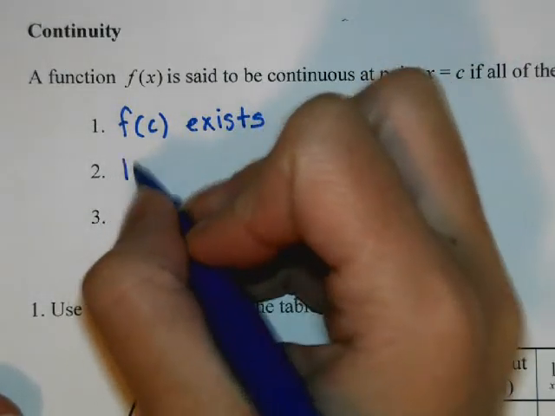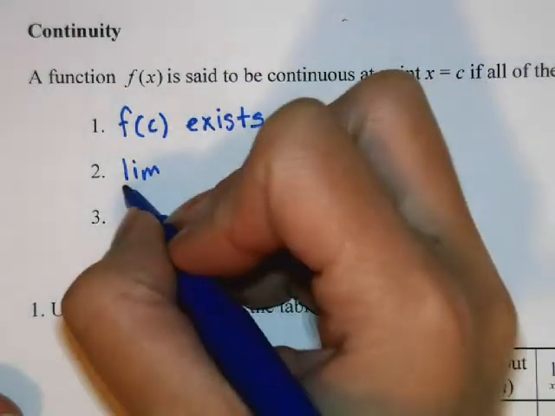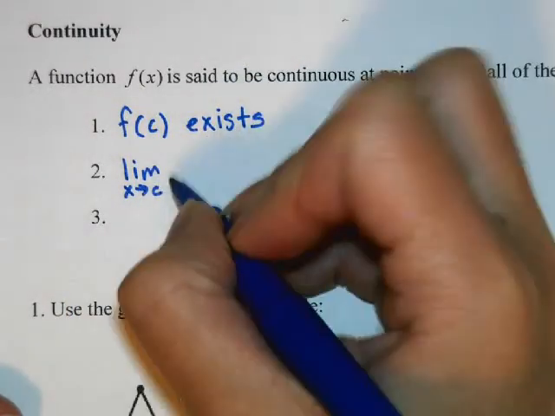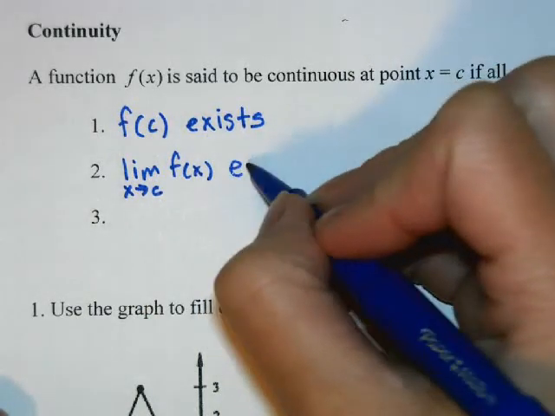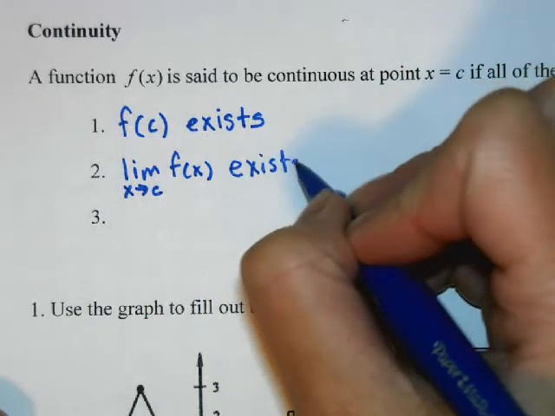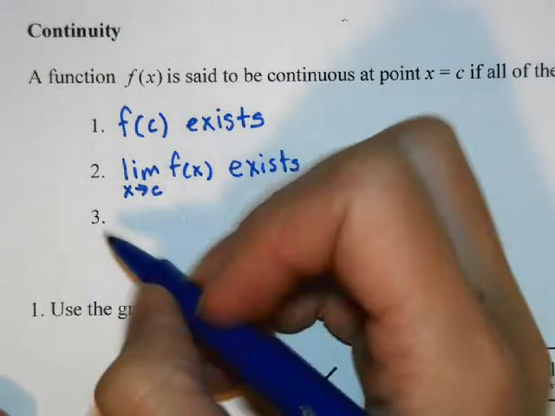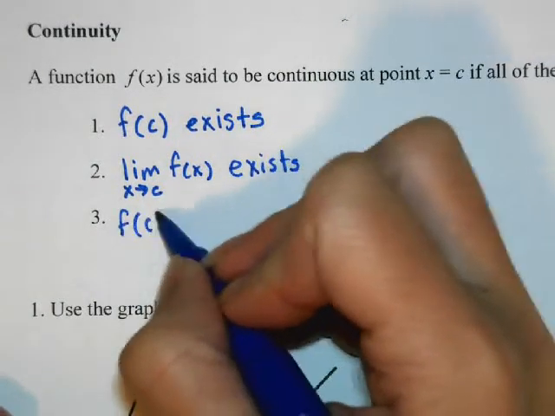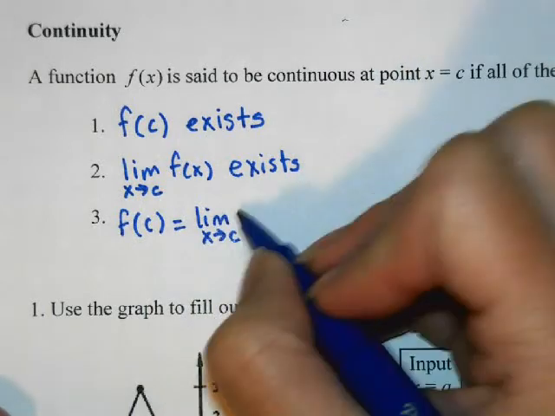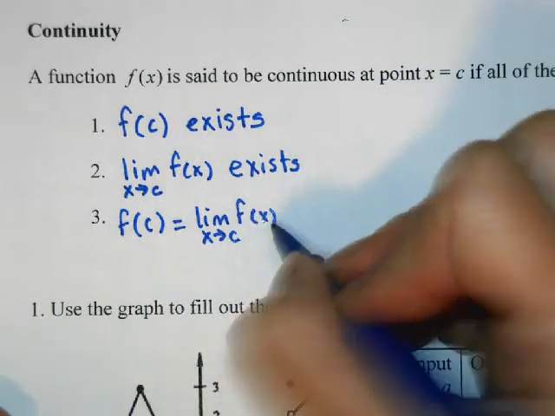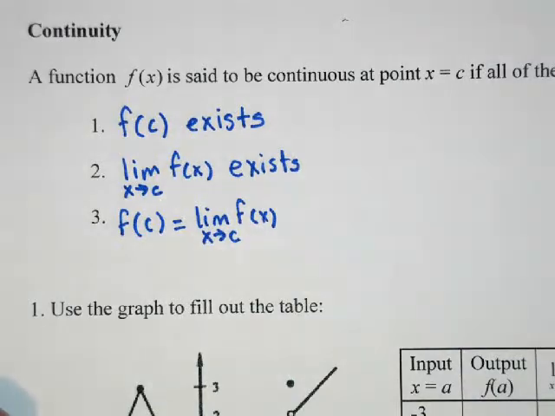Second, the limit has to exist. So it has to go to the same location on both sides. And the third condition is that whatever the function value is, the limit value is the same exact thing.